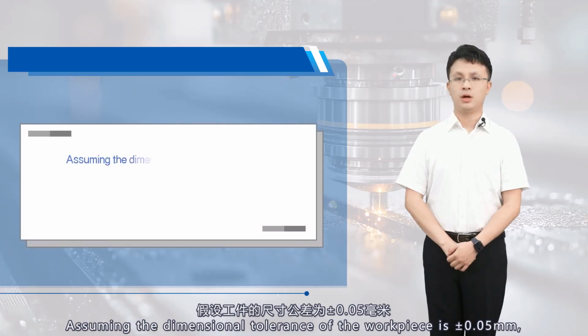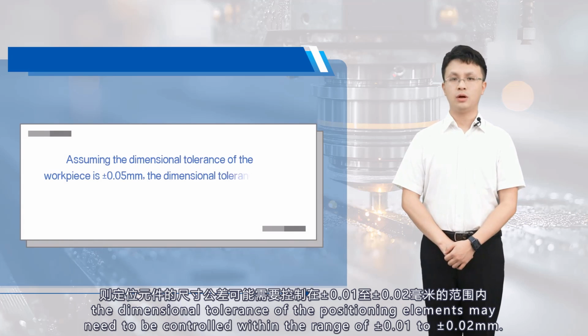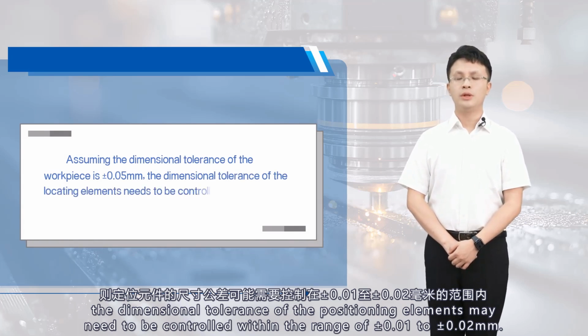Assuming the dimensional tolerance of the workpiece is plus or minus 0.05 millimeters, the dimensional tolerance of the positioning elements may need to be controlled within the range of plus or minus 0.01 to plus or minus 0.02 millimeters.